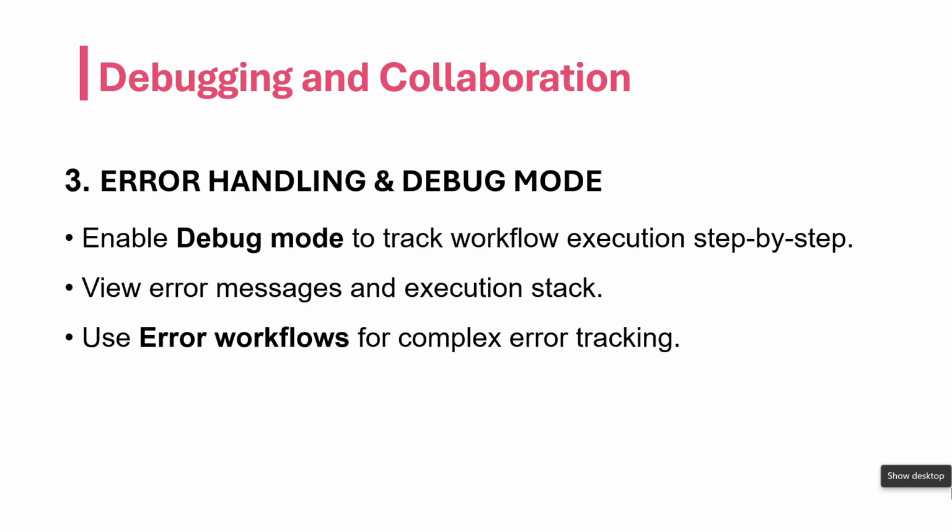Now, next we have debug mode. This helps us trace each step as it runs. You can see the complete execution stack, which is super helpful to identify the exact node causing issues. If a node fails, n8n also displays a clear error message and step trace. For more advanced cases, we can even set up a dedicated error workflow which triggers automatically whenever any node fails, sending you a notification and logging the error for future review.